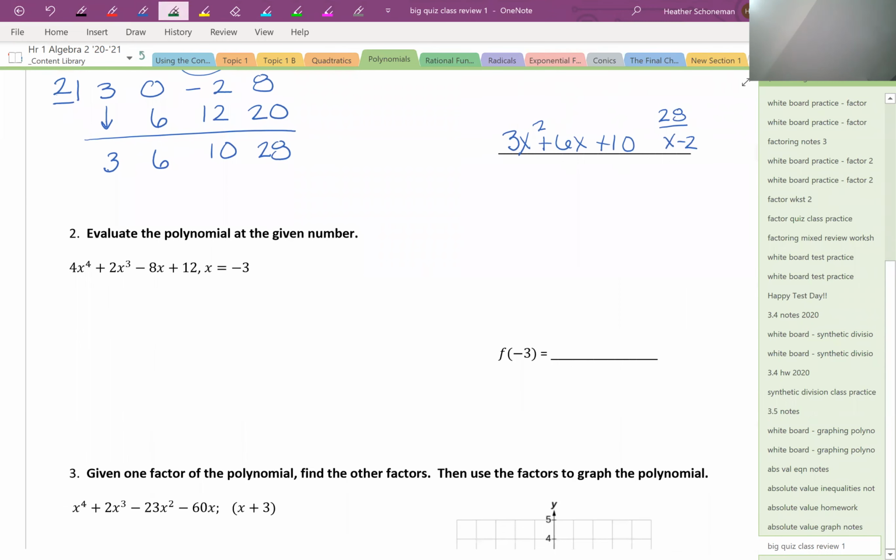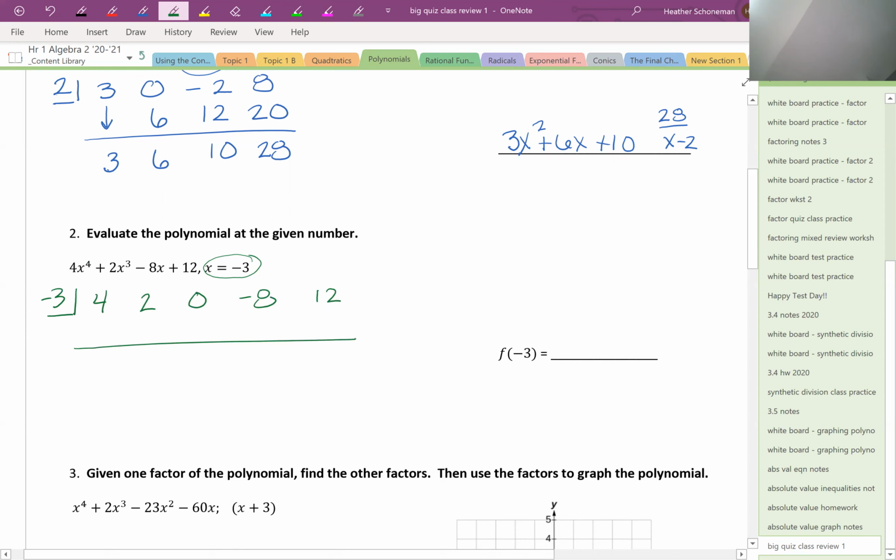All right, let's look at number 2. We want to evaluate the polynomial at a given number, and we can do that using synthetic division. But this time, because it tells you exactly what x equals, we don't need to do the opposite. We're just going to put -3 in here. And then my coefficients, making sure that we leave zeros for anything that's missing. So I have x to the 4th, which is a 4, 2x cubed, x squared I have 0, x's are -8, and the constant is 12.